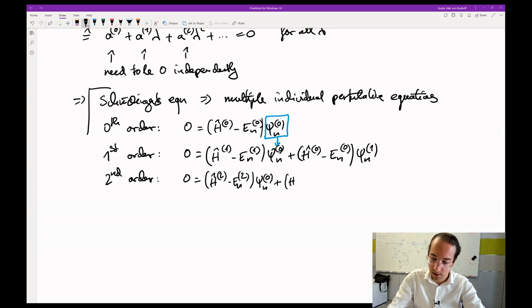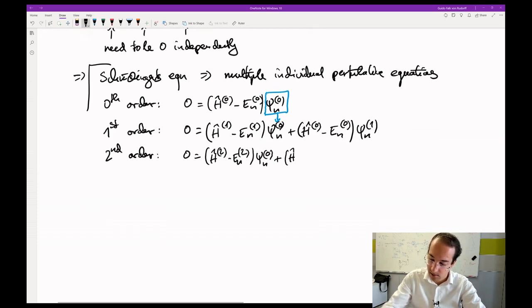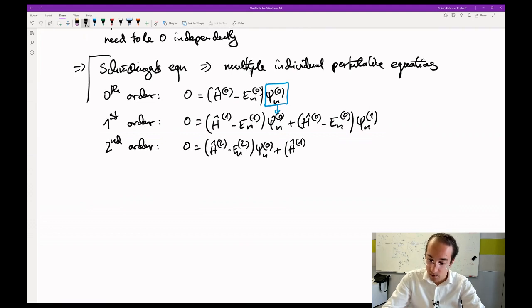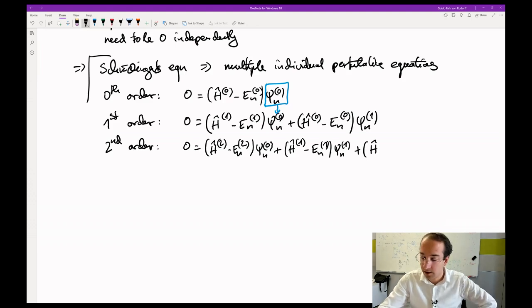plus the first order response in Hamiltonian and in energy times the first order response in wave function, and then finally only the reference case, so the zeroth order unperturbed Hamiltonian minus the unperturbed energy times the quadratically perturbed wave function.